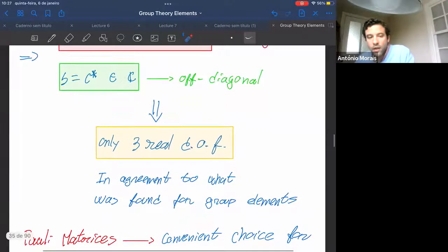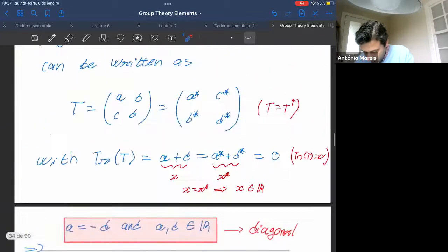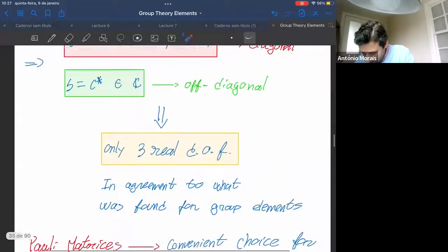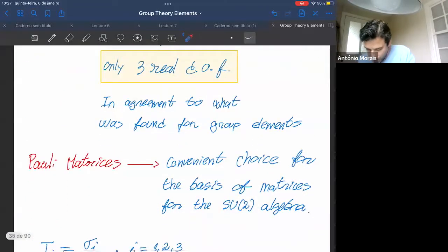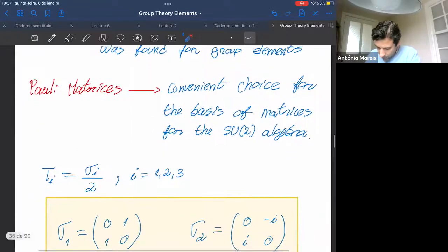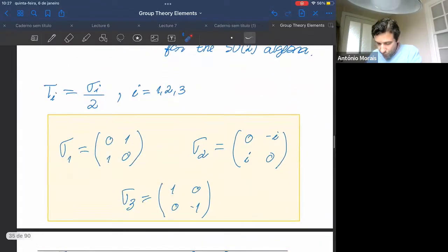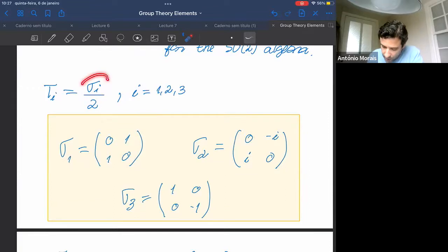So the most convenient choice for spanning these 2 by 2 matrices under an SU2 symmetry is to choose the Pauli matrices. And you know that the structure of the Pauli matrices is this one. So this is again something familiar to all of you. So the Pauli matrices are the sigma, and the generators are 1/2 of the Pauli matrices. This is indeed like the spin generator.